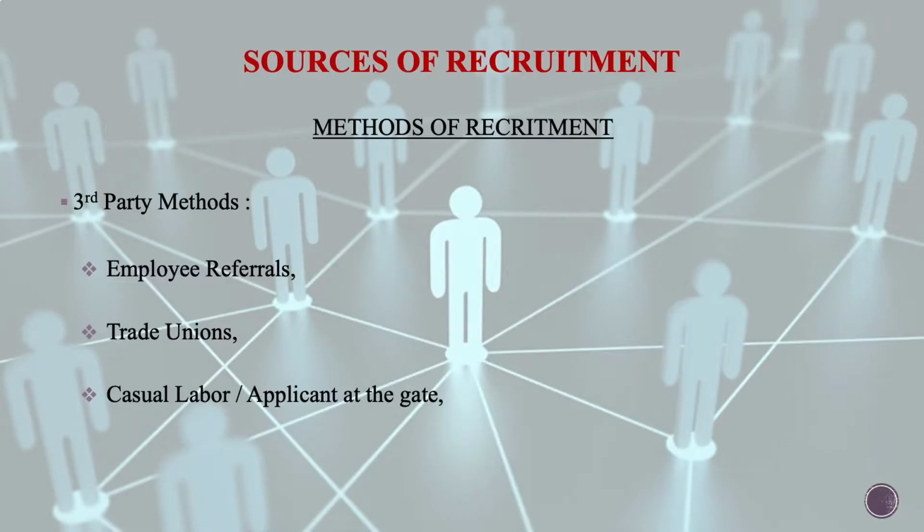Trade unions. Now, trade unions are very dominant in some parts of India, and definitely they bring in a pool of candidates which becomes a raw talent for the recruitment and selection procedure. Casual labor or applicants at the gates. Suppose there is an advertisement, we need a sales guy for our Chroma store, and you get a pool of resumes which come to your security or to the human resource department, and then scrutiny of the prospective CVs happens, which is used as a method for recruitment and further leads to selection.